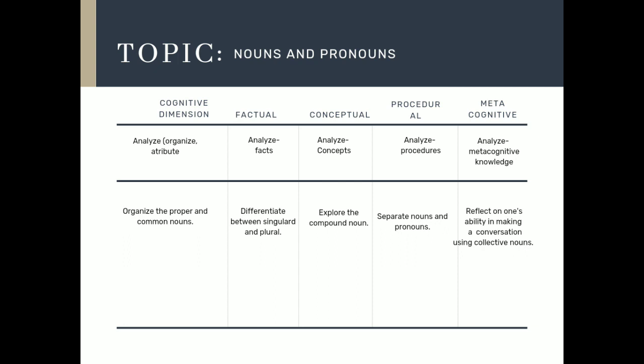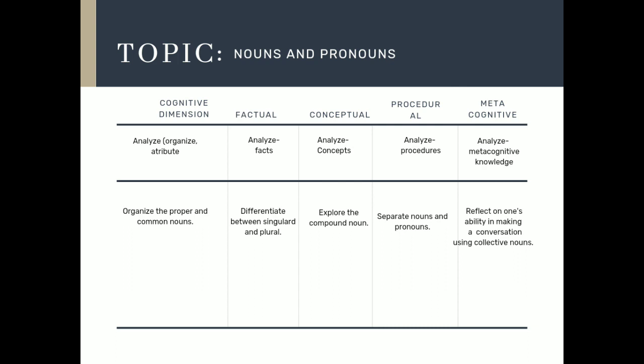And for the last column, which is apply metacognitive knowledge, student will be able to practice the concrete and abstract nouns. The fourth level of the cognitive domain is analyze. If we say analyze, it means organize, attribute, etc. In this column, I wrote: student will be able to organize the proper and common nouns. In the second column, analyze facts, I wrote: student will be able to differentiate between singular and plural.